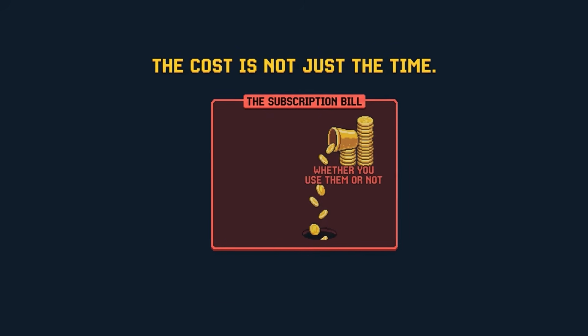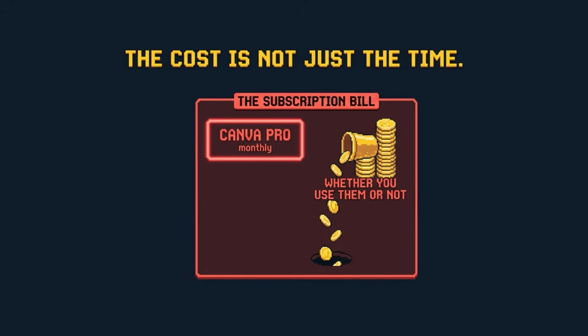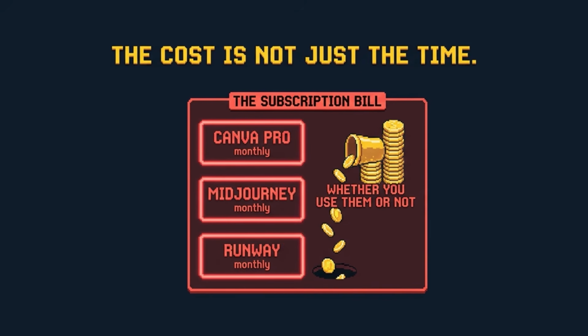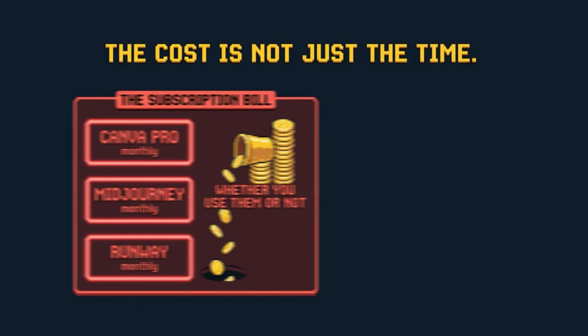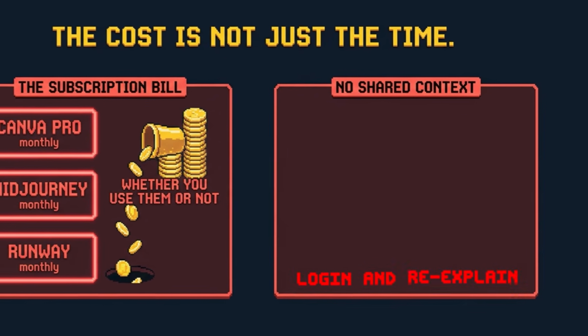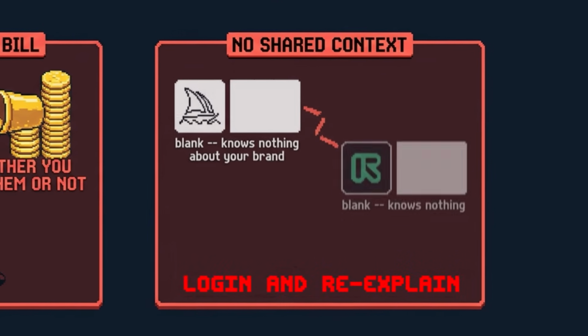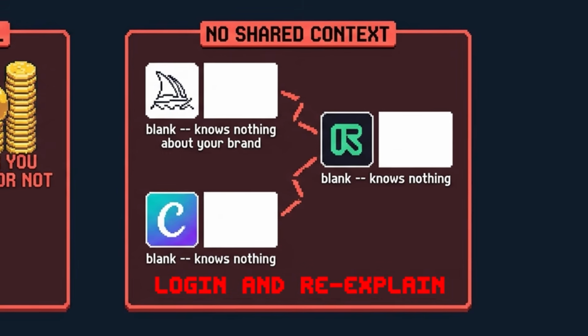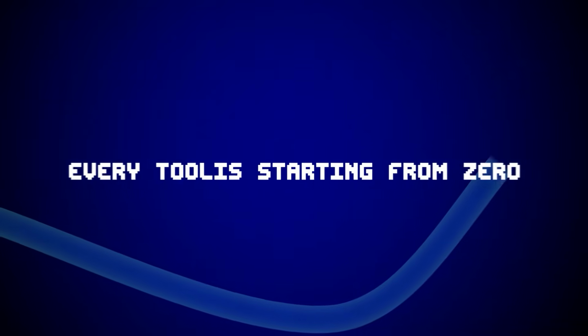You're paying for 3 or 4 separate subscriptions, Canva Pro, Midjourney, Runway, every month, whether you use them or not. Each one requires you to log in, re-explain your style, and operate in a completely different way. There's no shared context. Every tool is starting from 0.